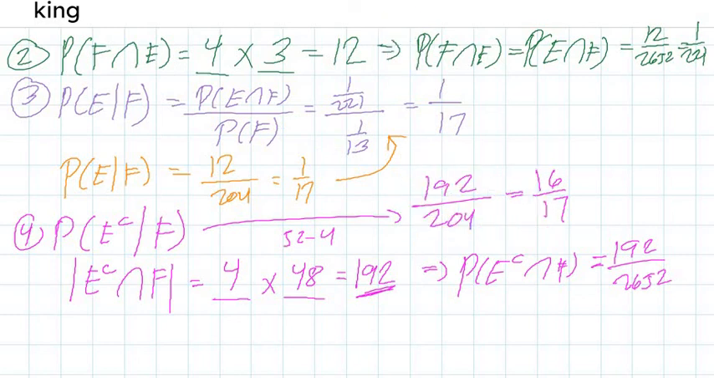Now, have you noticed something? The probability of the second card being a king, given that the first is a king, and the probability that the second card is not a king, given that the first one is. Do you see the relationship? We're going to figure that relationship out in the next video.